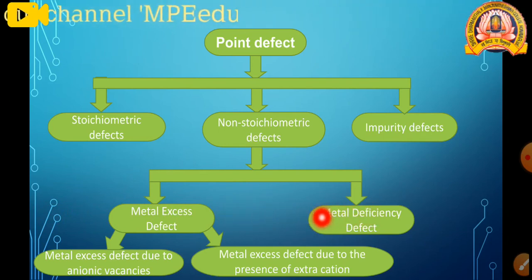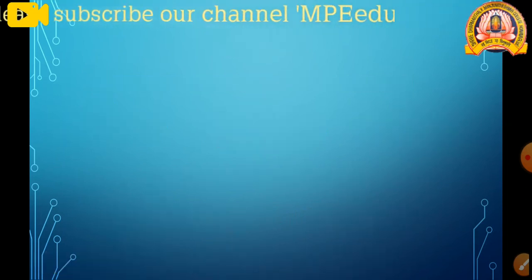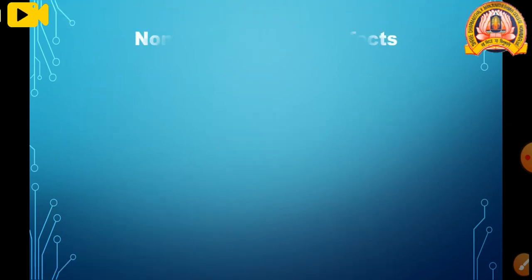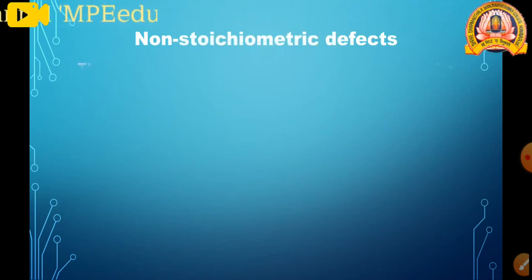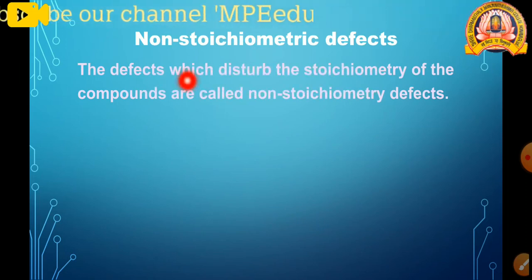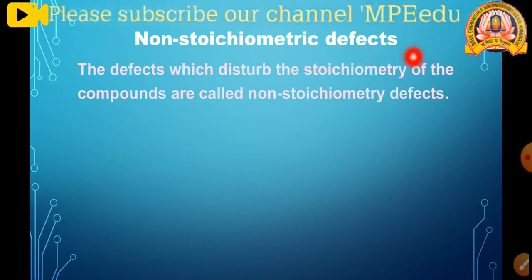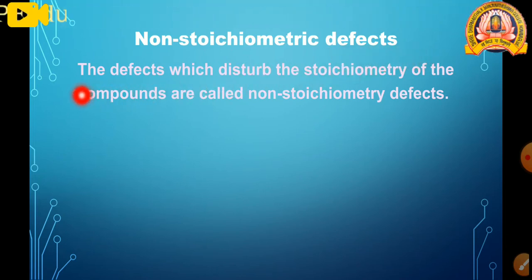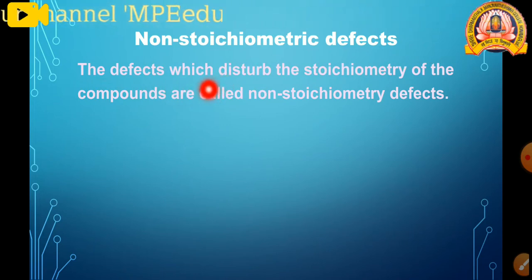One possibility is metal excess defect due to anion vacancy. Another one is metal excess defect due to extra cation. Let us see how metal excess defect and deficiency take place, with examples and all that. The non-stoichiometric defect: the first type is metal excess defect.